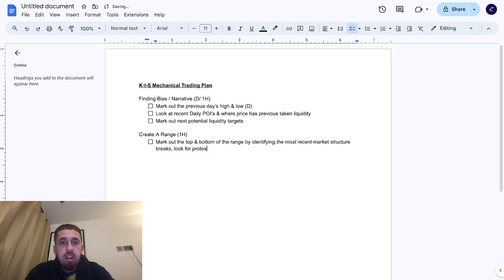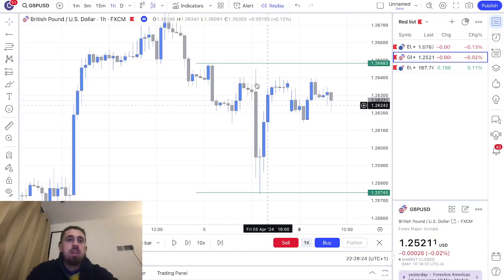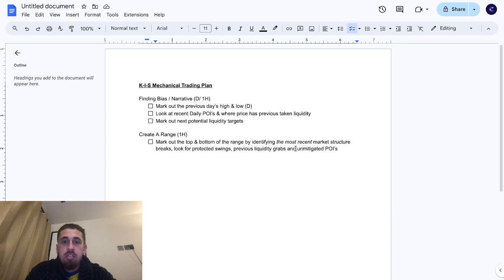Look for protected swings and previous liquidity grabs and unmitigated POIs. And mark out unmitigated POIs.